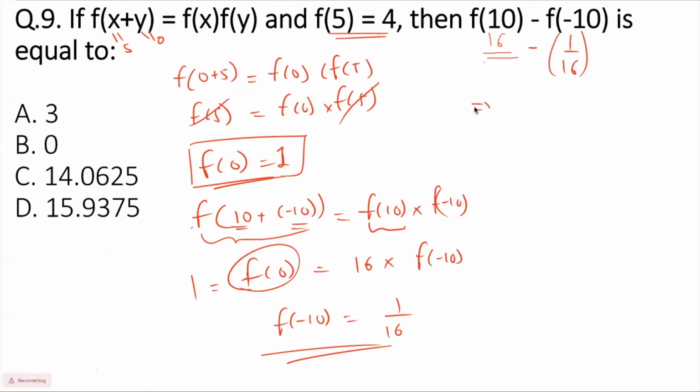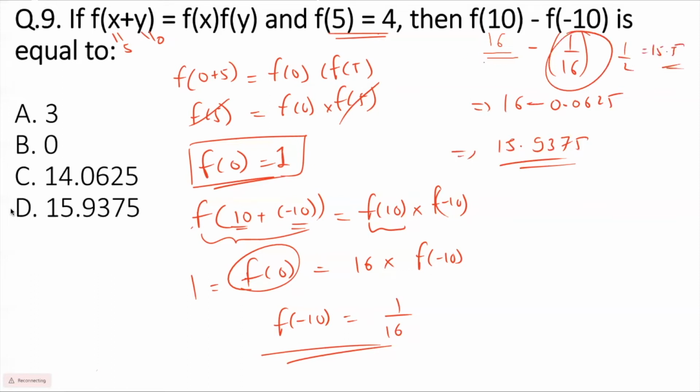Now we don't need to actually evaluate the answer, guys. If you know powers of 2, you will know that 1 by 16 is 0.0625. You'll automatically get 15.9375. But you can also solve by observation, guys. 1 by 16 is lesser than 1 by 2. So the answer has to be more than 15.5, right? That's the D option.